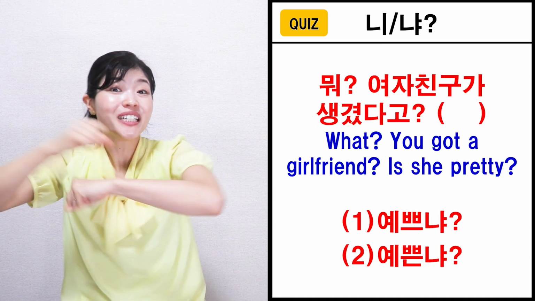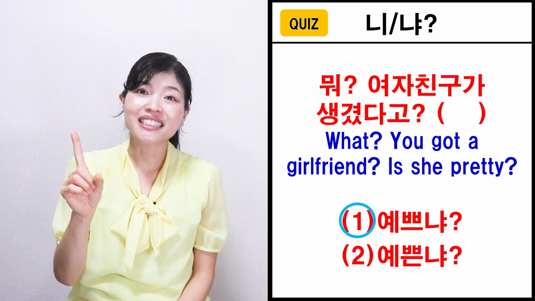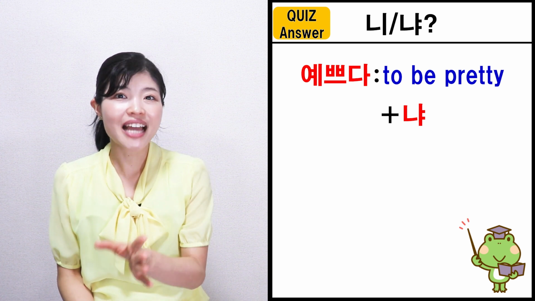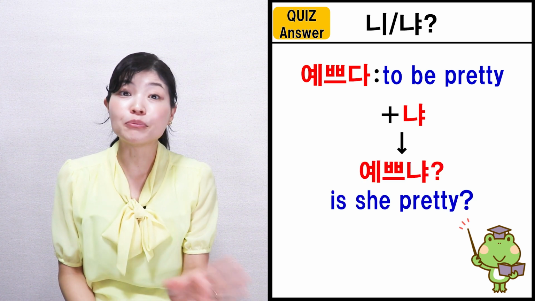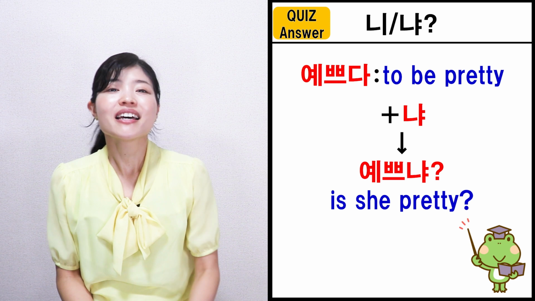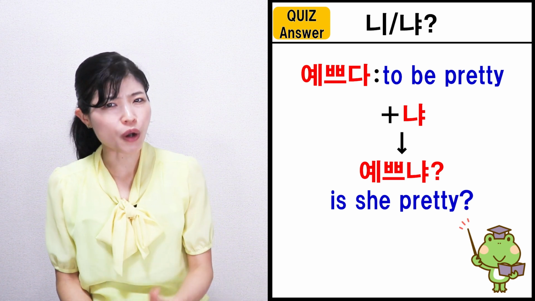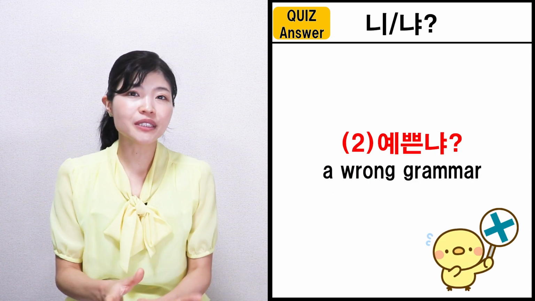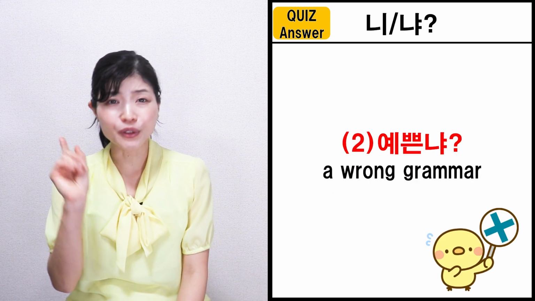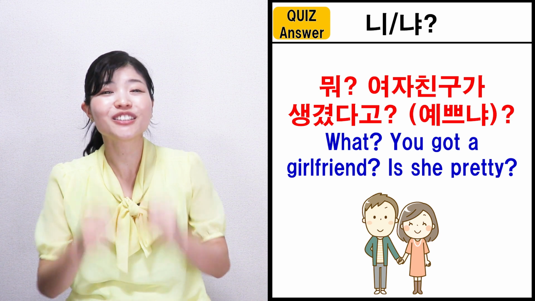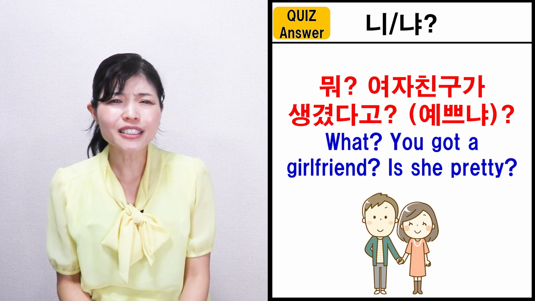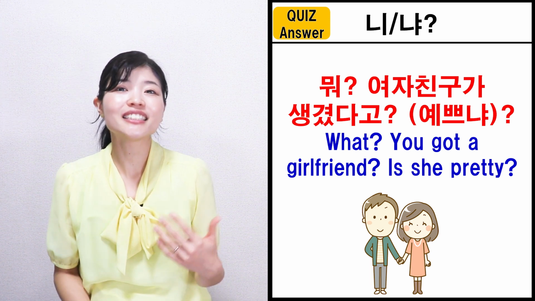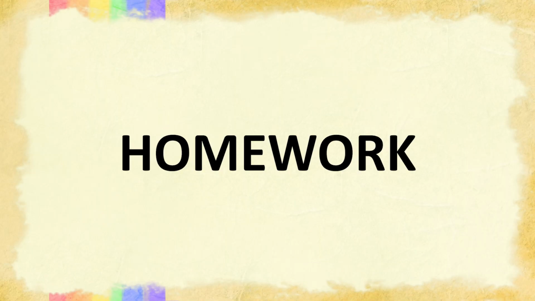The correct answer is number 1. 예쁘다 means to be pretty. You attach 냐 to the stem to make 예쁘냐? Is she pretty? This sentence sounds a little strong, so be careful when you use it. Number 2 is wrong grammar, so don't use it. Then let's read the sentence together. 뭐? 여자친구가 생겼다고? 예쁘냐? Please read this sentence as if you are making sure with your friend.